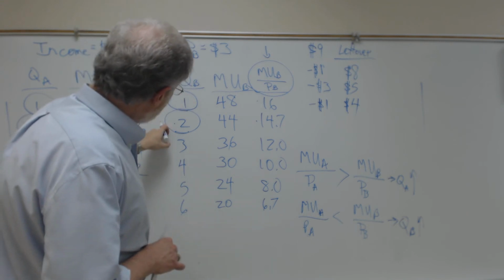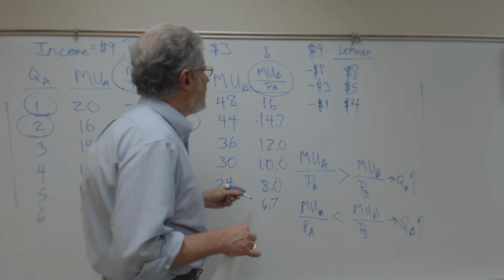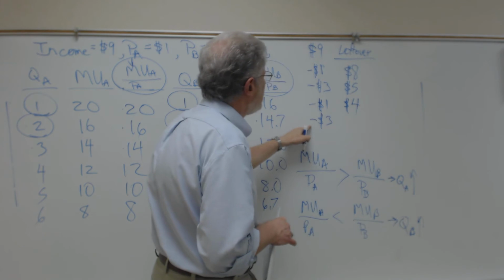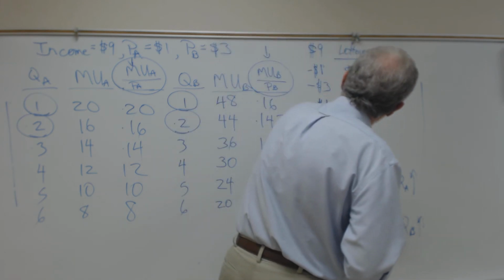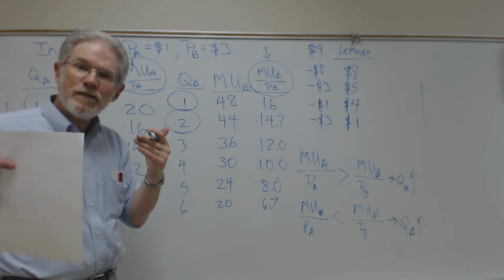When he buys the second banana, what does that cost him? $3 a piece. So it's another $3 expenditure. He's only got $1 left. So what does he do next?